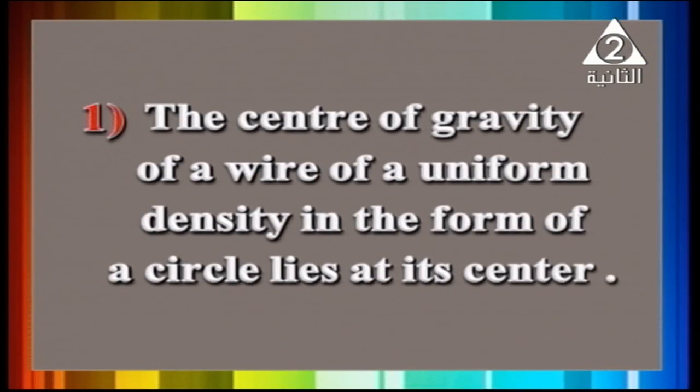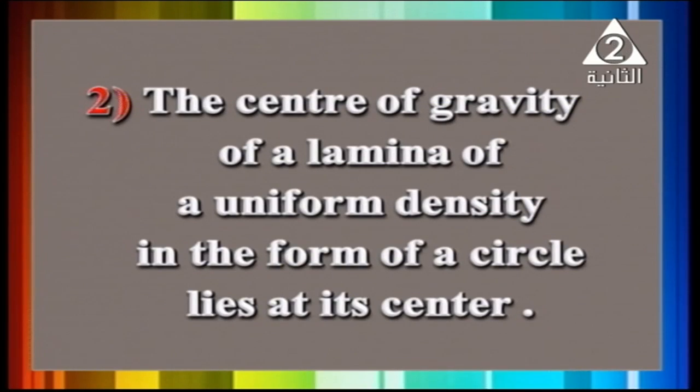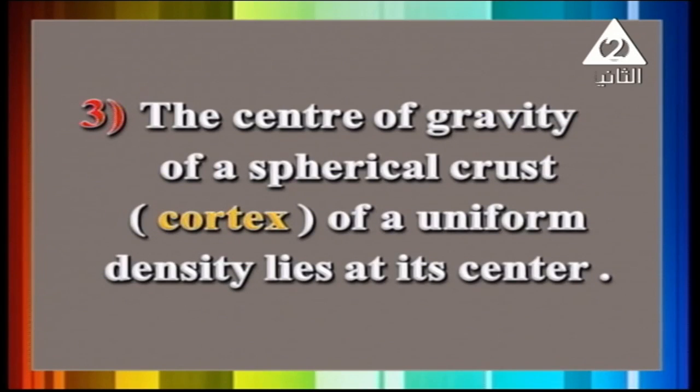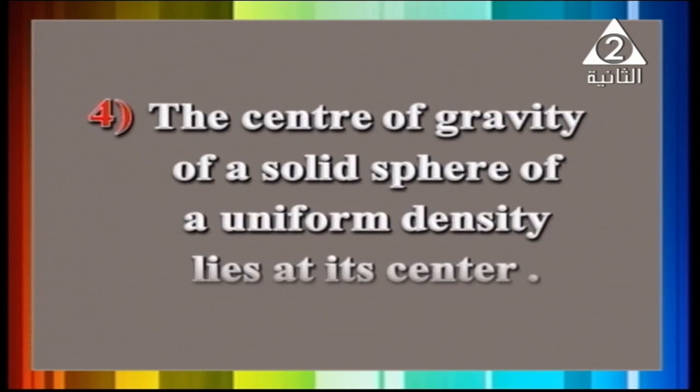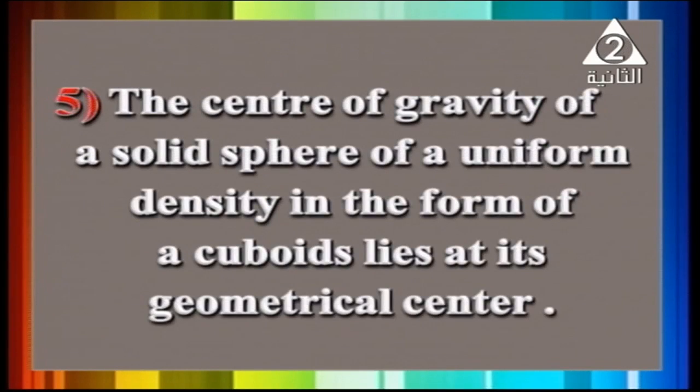Number one, the center of gravity, my dear student, of a wire of uniform density in the form of a circle lies at its center. Number two, the center of gravity of a lamina of uniform density in the form of a circle lies at its center. Number three, the center of gravity of a spherical shell of uniform density lies at its center. Number four, the center of gravity of a solid sphere of uniform density lies at its center. Number five, the center of gravity of a solid of uniform density in the form of a cuboid lies at its geometric center.